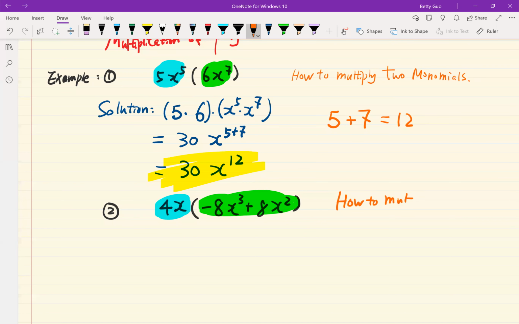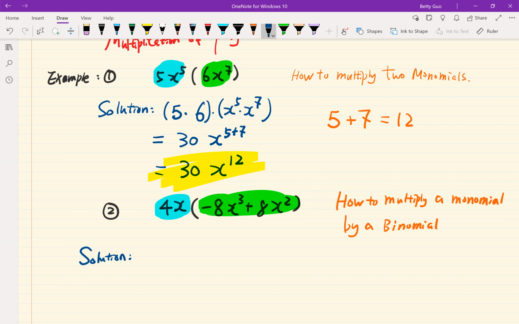Okay, so this example shows you how to multiply a monomial by a binomial. Every example has its purpose, okay? So in this example, we're gonna see how we multiply a monomial, the blue one, by a binomial, the green one. Let me show you how.